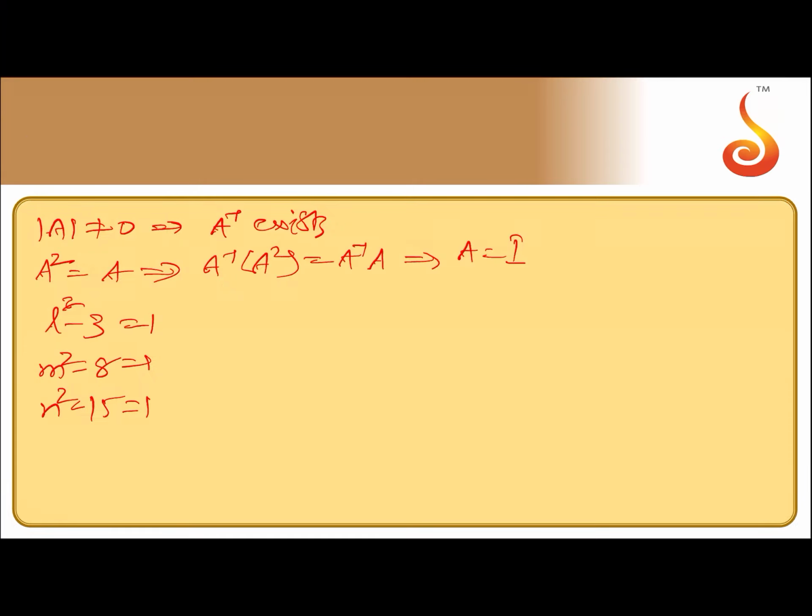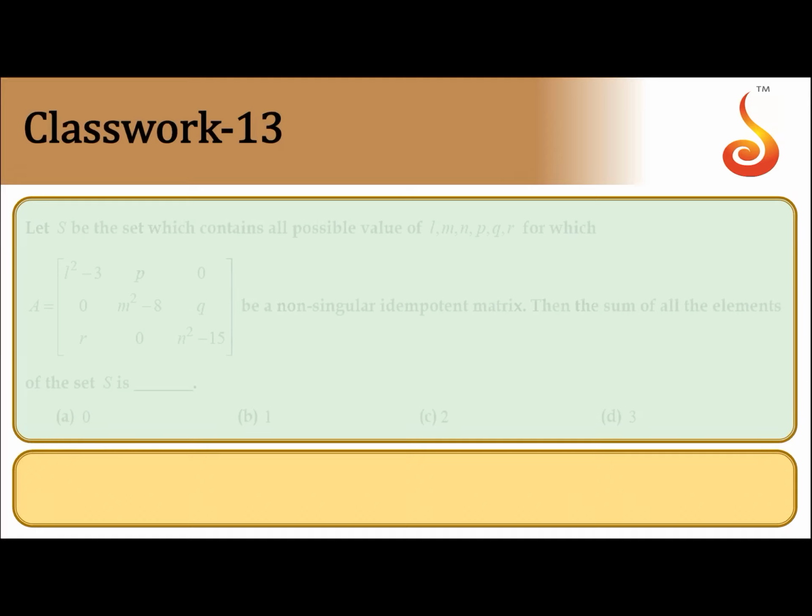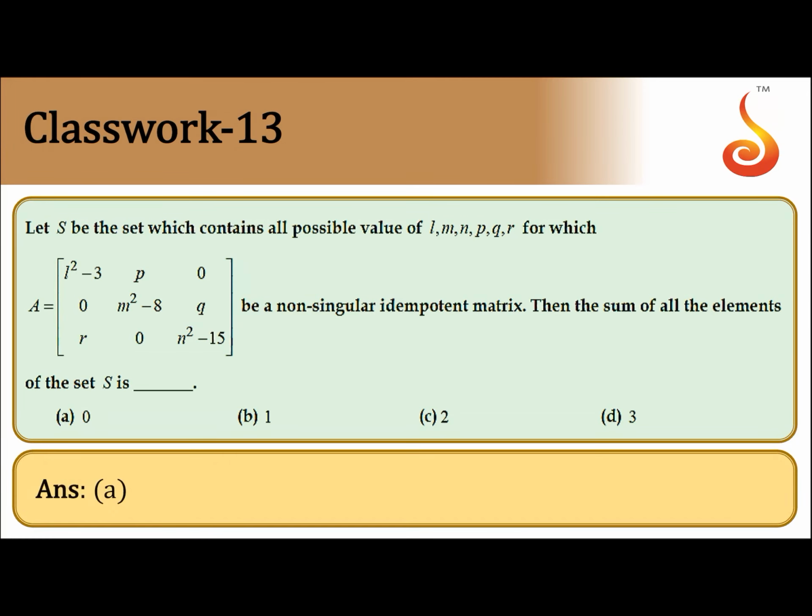P, Q, R must be 0. So P is equal to Q is equal to R equals 0 because it is a unit matrix. And of course, L value is plus or minus 2, M is equal to plus or minus 3, N is equal to plus or minus 4, you get it. The sum of all values, the plus and minus signs get cancelled. The sum of all these possible values is equal to 0. So the answer is 0.